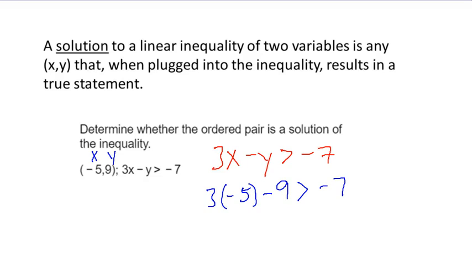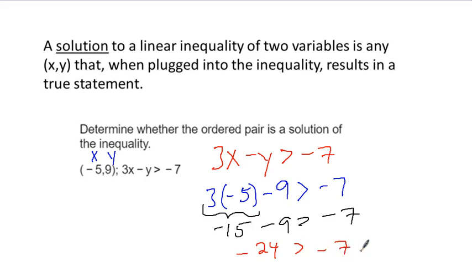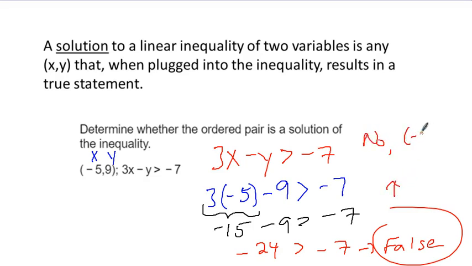So we will simplify. So we have 3 times negative 5, that's going to be negative 15, minus 9, greater than negative 7. And when we simplify this, we get negative 24 is greater than negative 7, which is actually false. So it didn't work out. Negative 24 is actually less than negative 7. So this was false. So our answer in this case is no. Negative 5 comma 9 is not a solution to this inequality. So for it to be a solution, we would need to get a true statement here instead.